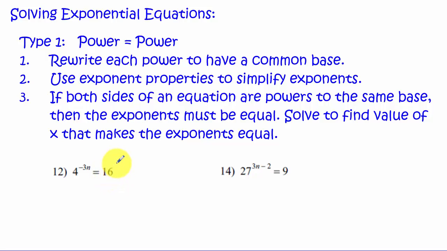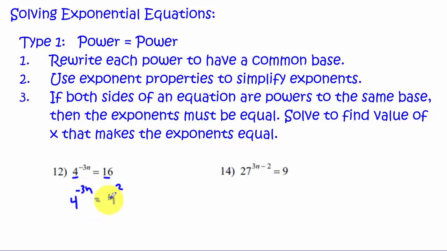Now in this case, these exponents over here are just 1, but we could have an exponent with an n in it over here. The procedures that we're going to talk about would be the same. What we want to do is rewrite each of these bases to be a power of a common base. So in this case, the easiest version, 16, is a power of 4. So we can write both sides with the base of 4.